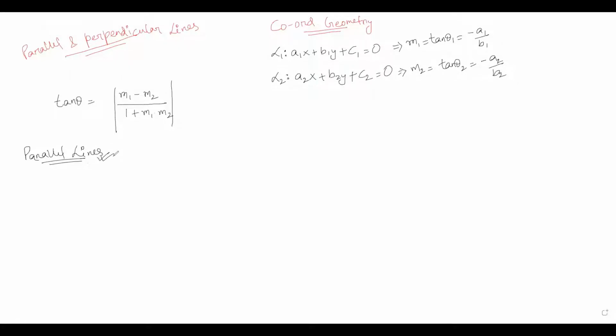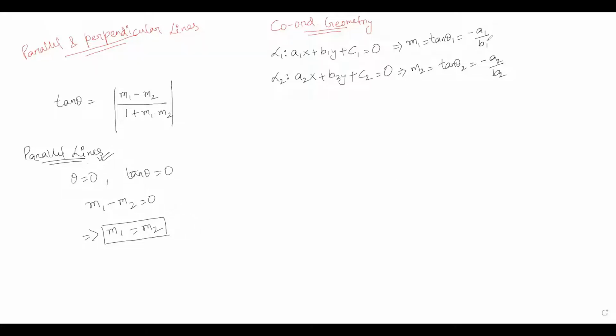Now, let us try to find out the condition when the two lines L1 and L2 are parallel. Two lines are said to be parallel when they never meet, that is, the angle formed between these two lines is 0. So the angle theta would be 0, and we know that when theta is 0, tan theta would also be 0. So we can say that the numerator would be 0, so m1 minus m2 would be 0. So m1 would be equal to m2. So that means when two lines are parallel, their slope would be same.